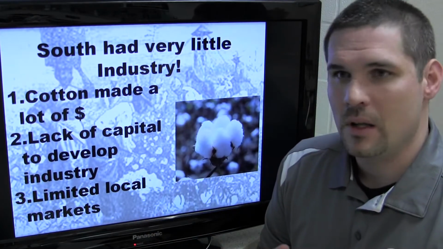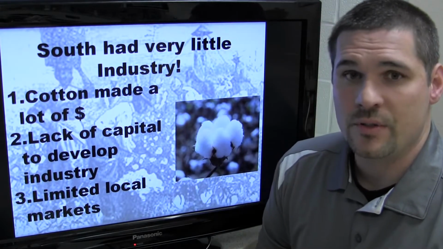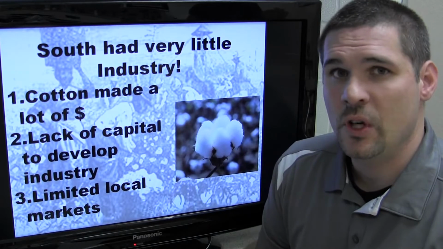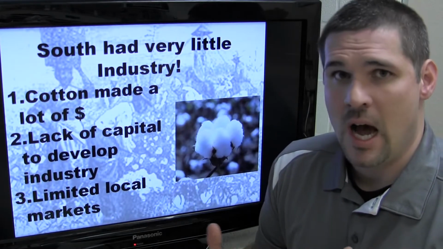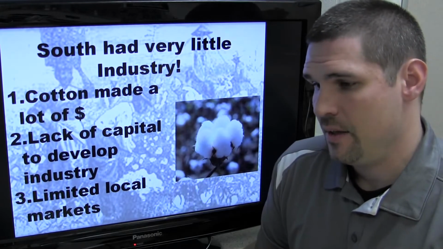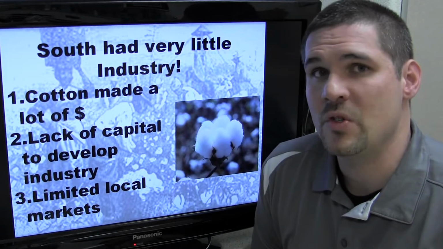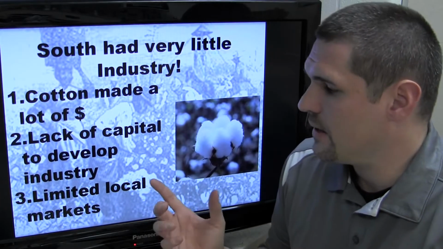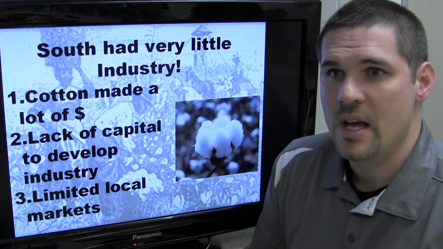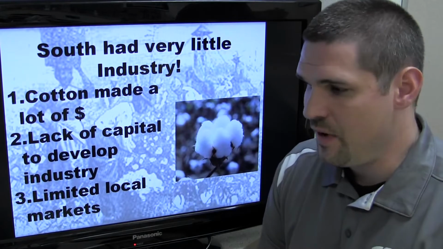And number three, limited local markets. Sure, they could build the factories and produce goods, but most people in the South were small-time poor farmers. The plantation owners really made up a pretty small percentage of the population in the South. So I say limited local markets because there's not a lot of rich people in the South to buy the goods that would come out of this factory.